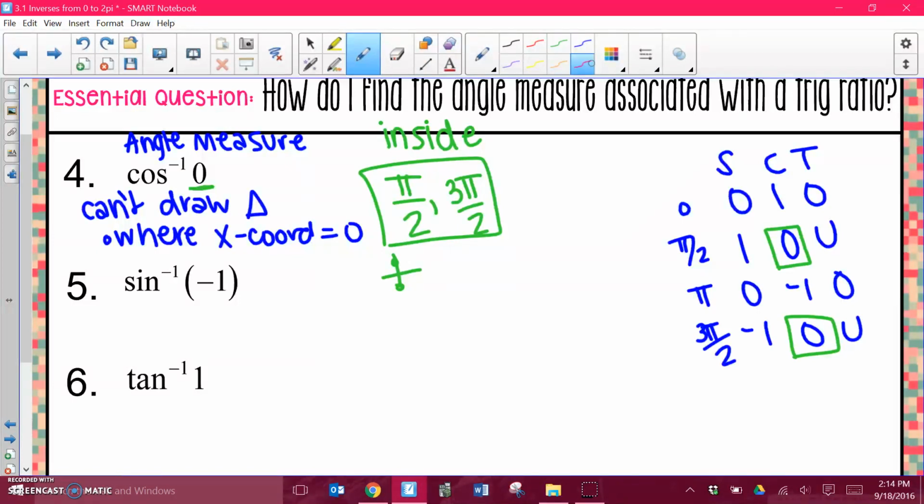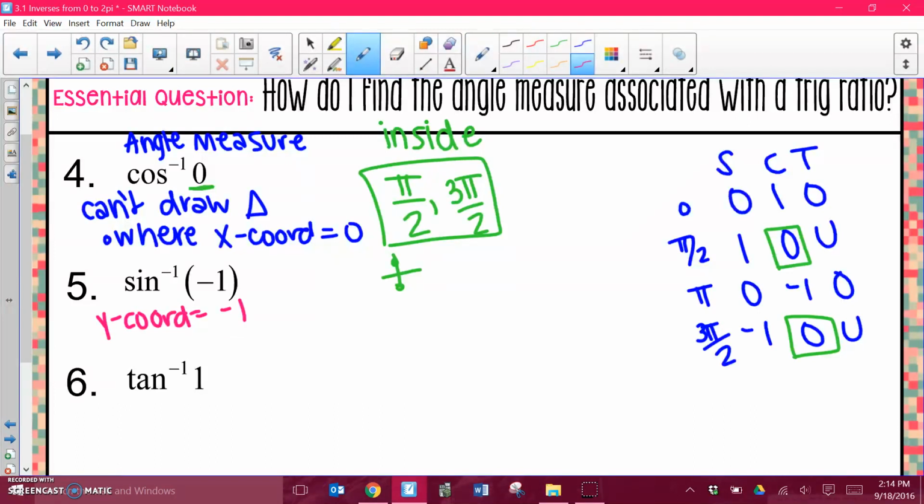Okay, same deal if I'm looking for sine. Again, this is inverse sine of -1. I want to know what angle is going to give me -1 as my y coordinate. Oh, I almost tried to write 0. What's wrong with me? I can see the problem right there.